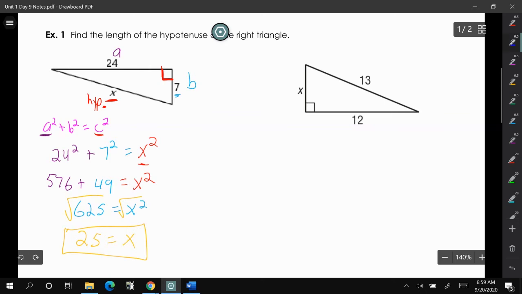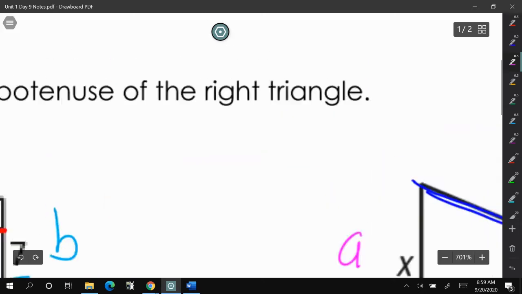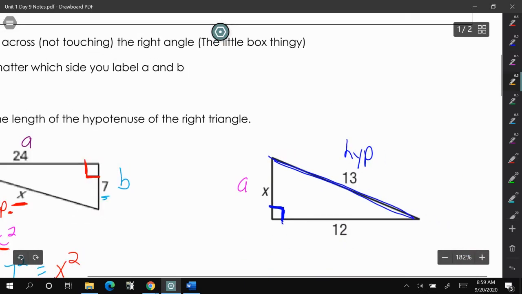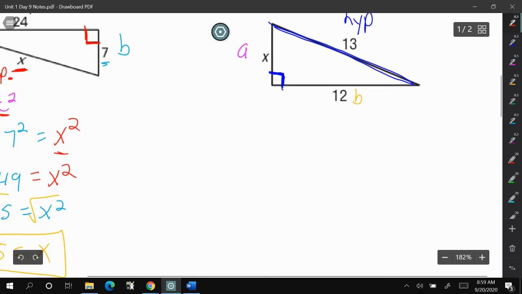Over here, this is our right angle. This side that's 13 does not touch that right angle, so this is our hypotenuse. Now, the Pythagorean theorem only works in right triangles, so don't think that we can use this all the time. If we have any given triangle, there has to be this 90-degree angle there. So then I'm going to label the other sides A and B. And then I can set up my Pythagorean theorem.